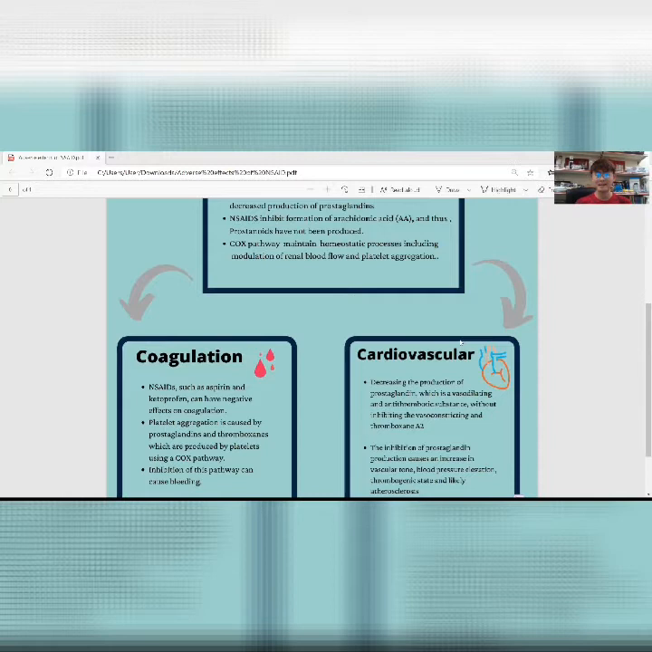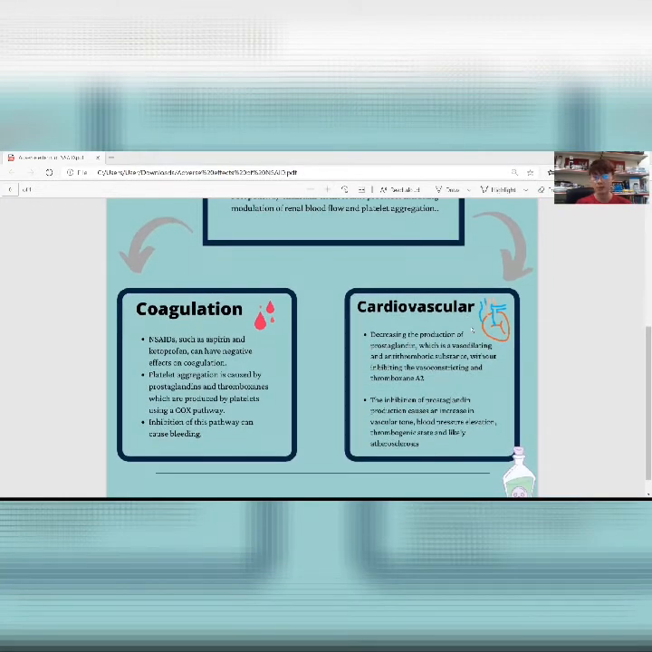So since NSAIDs inhibit the COX pathway, and inhibition of the COX pathway will cause bleeding. Second will be the cardiovascular.